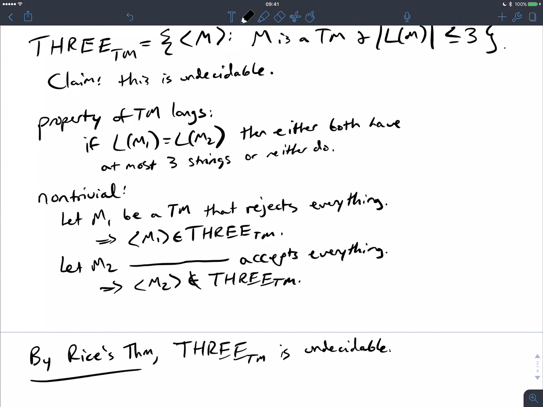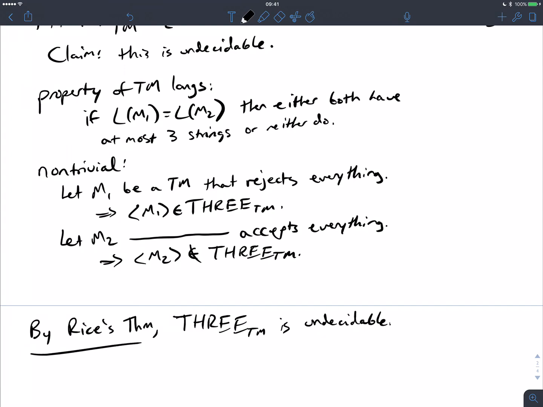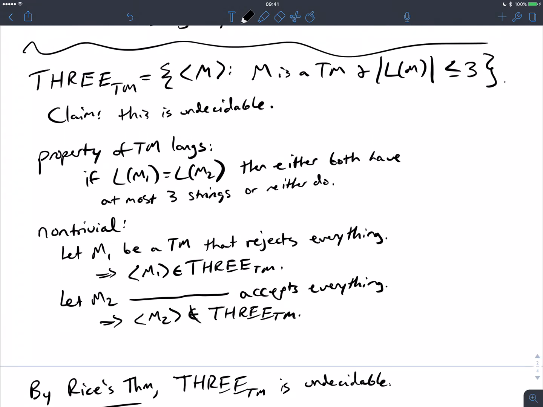I have a question. For M1, you said that it rejects everything. If it rejects everything, then how can it have 3 strings? It has at most 3 strings. Yeah, it has 0 strings in its language. It says right here, the language has at most 3 strings in it. Less than or equal to.